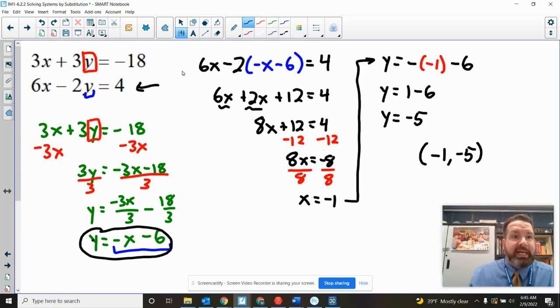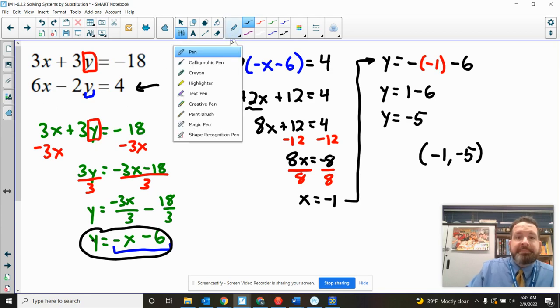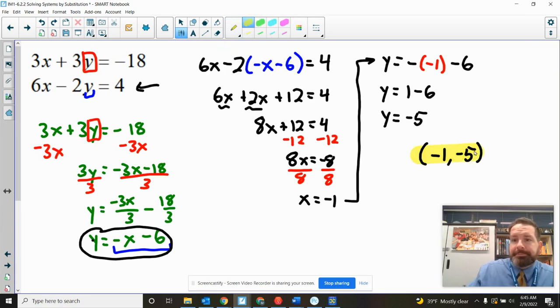Let's do that quick mental check again. So 3 times negative 1 is negative 3. 3 times negative 5 is negative 15. Negative 3 plus negative 15 is negative 18. That works. 6 times negative 1 is negative 6. 2 times negative 5 is negative 10. Negative 6 minus negative 10 is negative 6 plus 10, which is 4. Sure enough, it checks out.